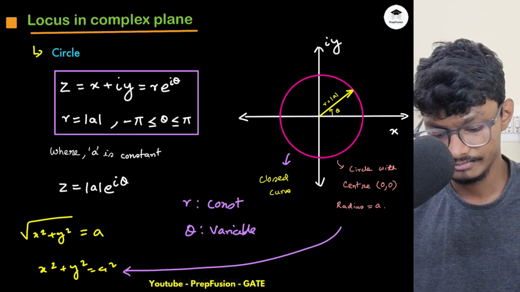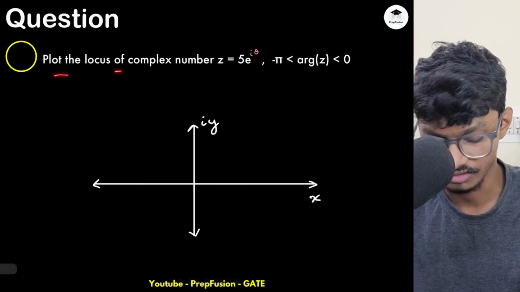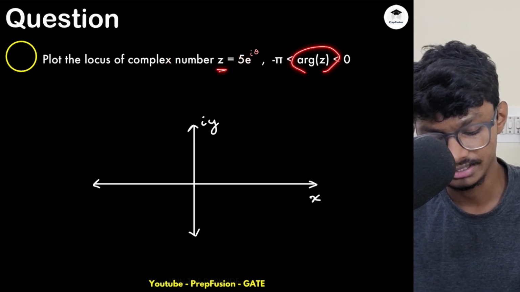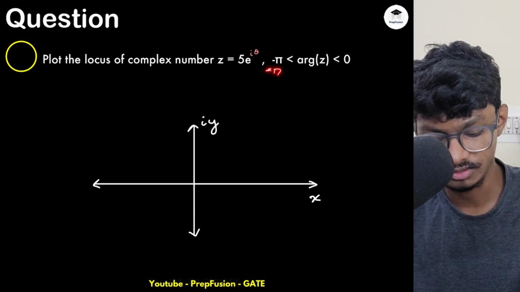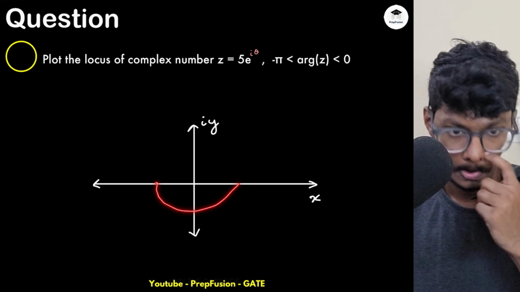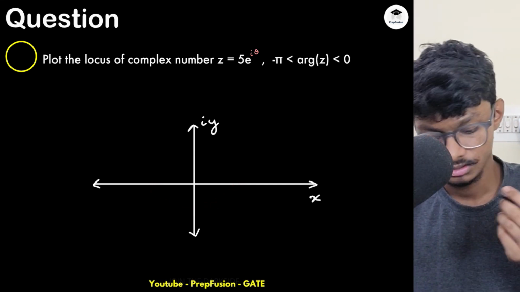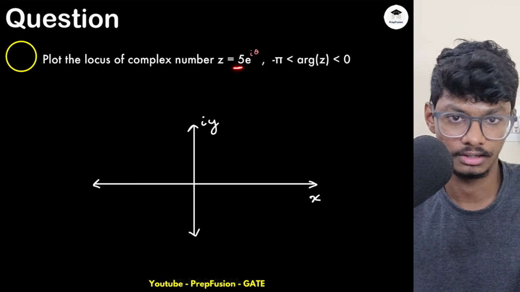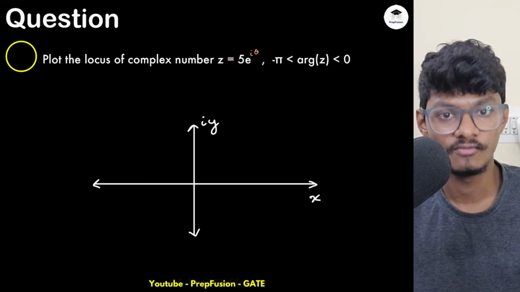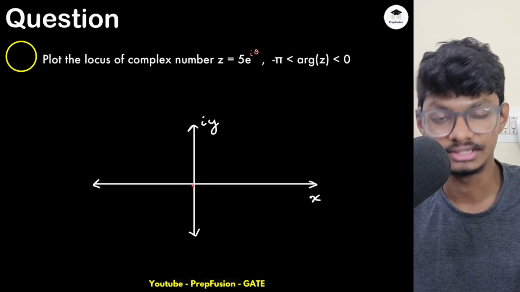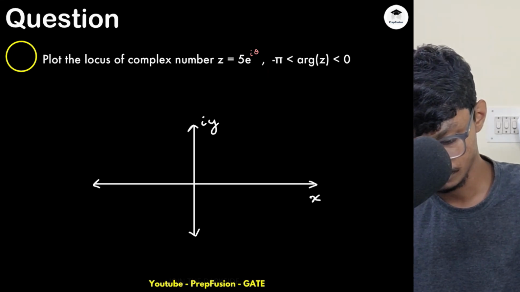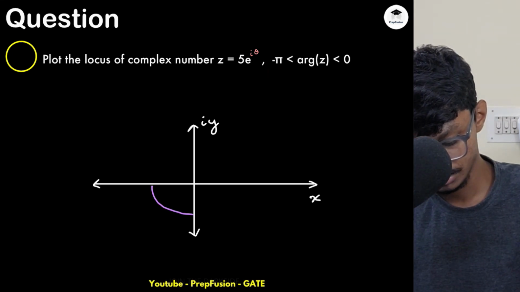Okay. Now let's do an example, right? Plot the locus of a complex number z equals 5 e raised to the power i theta, where the argument of z, that is angle theta, is going from minus pi to 0. Okay, so how will it go? Here, first of all, the magnitude is constant. So obviously this is the format of a circle of radius 5 with center 0, 0. And I'm going from minus pi to 0. So it will be somewhat like this.